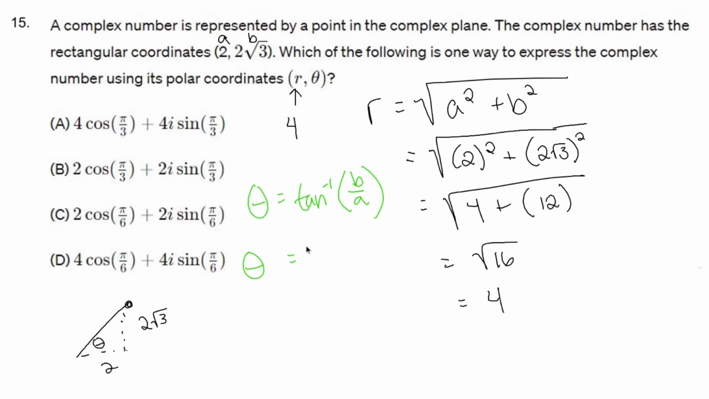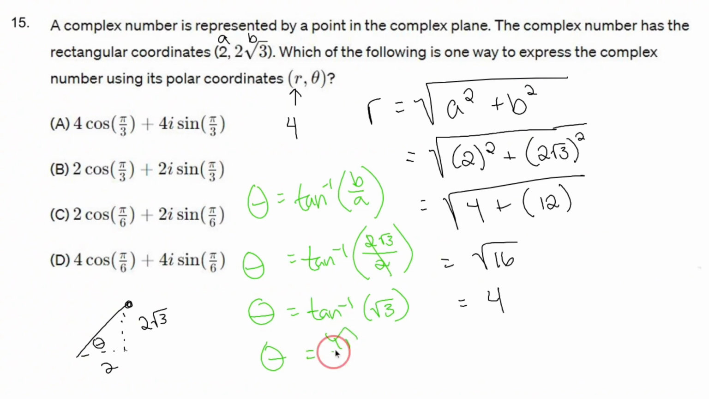That's going to equal the inverse tangent of what was b, 2 root 3 over 2, which simplifies to the inverse tangent of root 3, which is pi over 3.